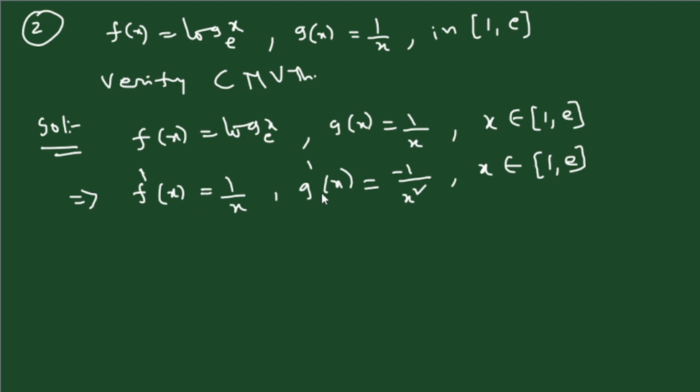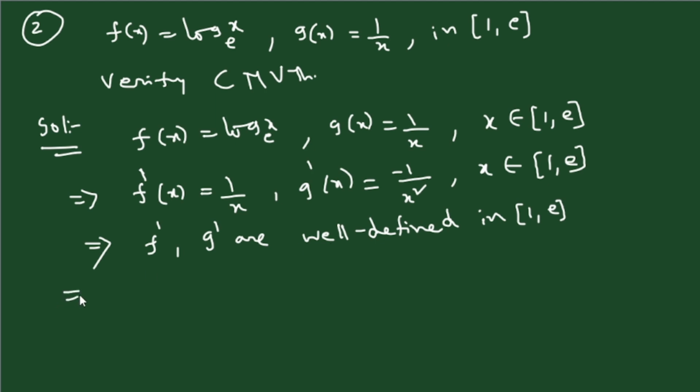So here f dash and g dash both have a troubling point at x equal to 0, because the denominator shouldn't be equal to 0, but at x equal to 0 the denominator becomes 0, right? But x equal to 0 is not there in the given domain. Therefore, f dash and g dash are well defined in the interval 1 comma e. So f comma g are differentiable.